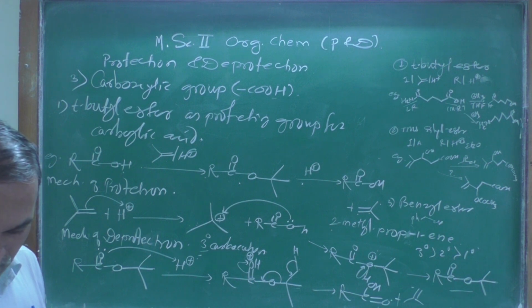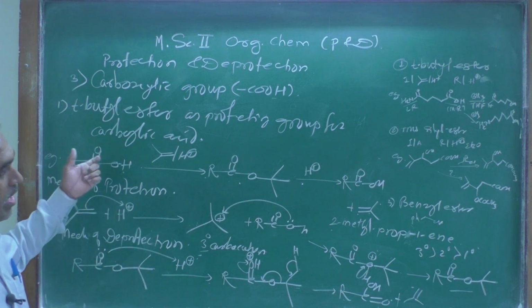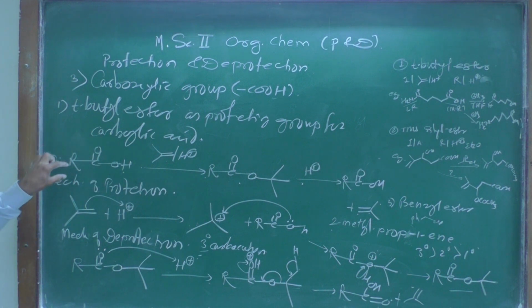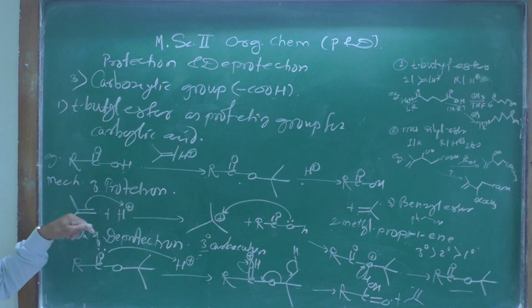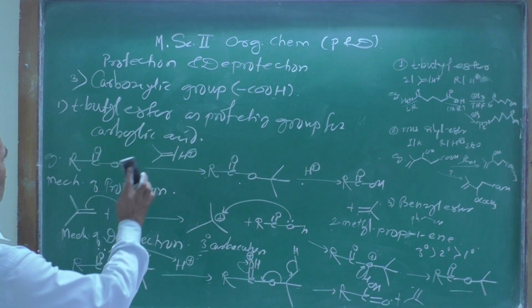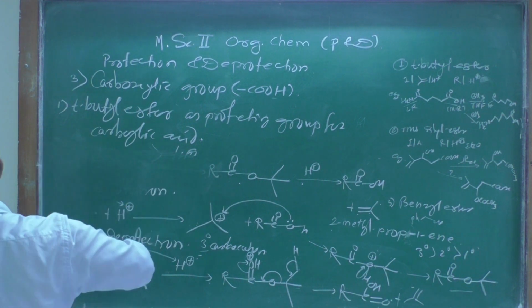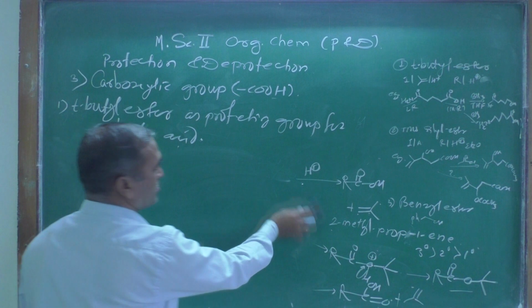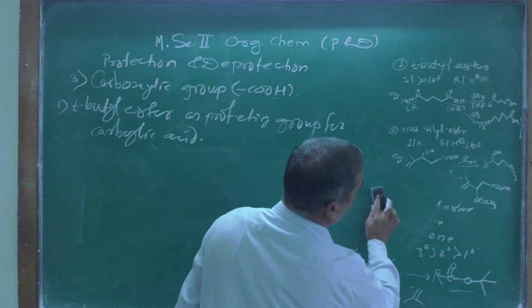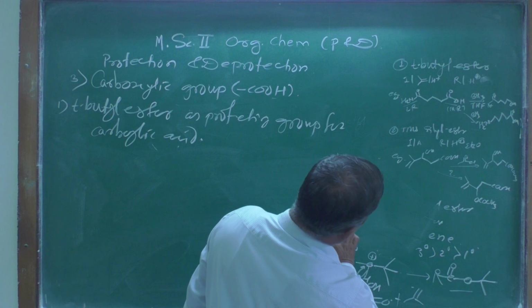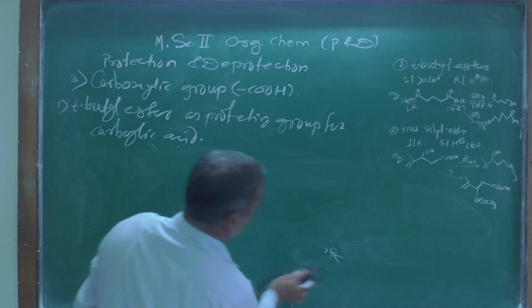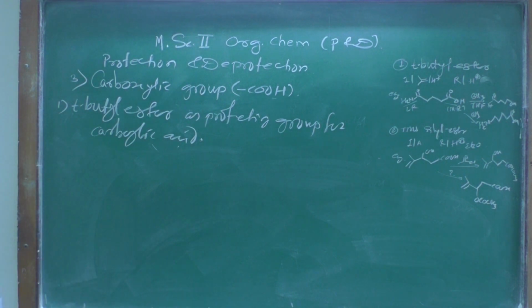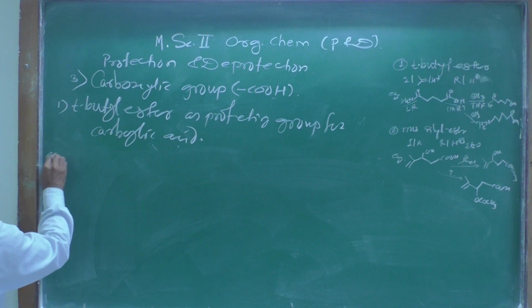In this way we can show the representation of the mechanism of protection as well as the mechanism of deprotection. Now let us take one example which can clearly show how this protection is useful for the protection of the carboxylic group. Let us see one example.